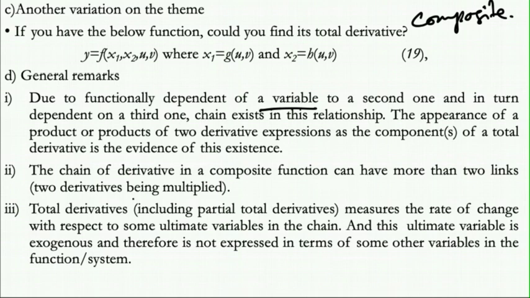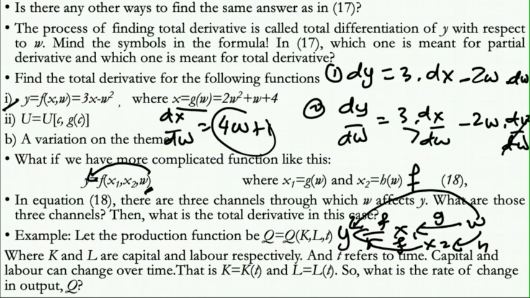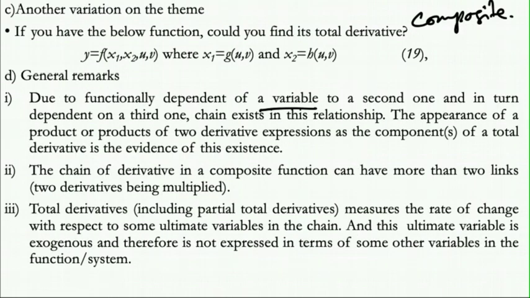Two derivatives being multiplied, you have seen this also before. And total derivatives, including partial total derivatives, measure the rate of change with respect to some ultimate variable in the chain. This ultimate variable is exogenous, and therefore it's not expressed in terms of some other variables in the function system. As you can see in the previous example, for instance number 1, y is a function of x, where x is a function of w. So which one is the ultimate variable, the main variable? The main variable is w. All right, now we are done with total derivative.